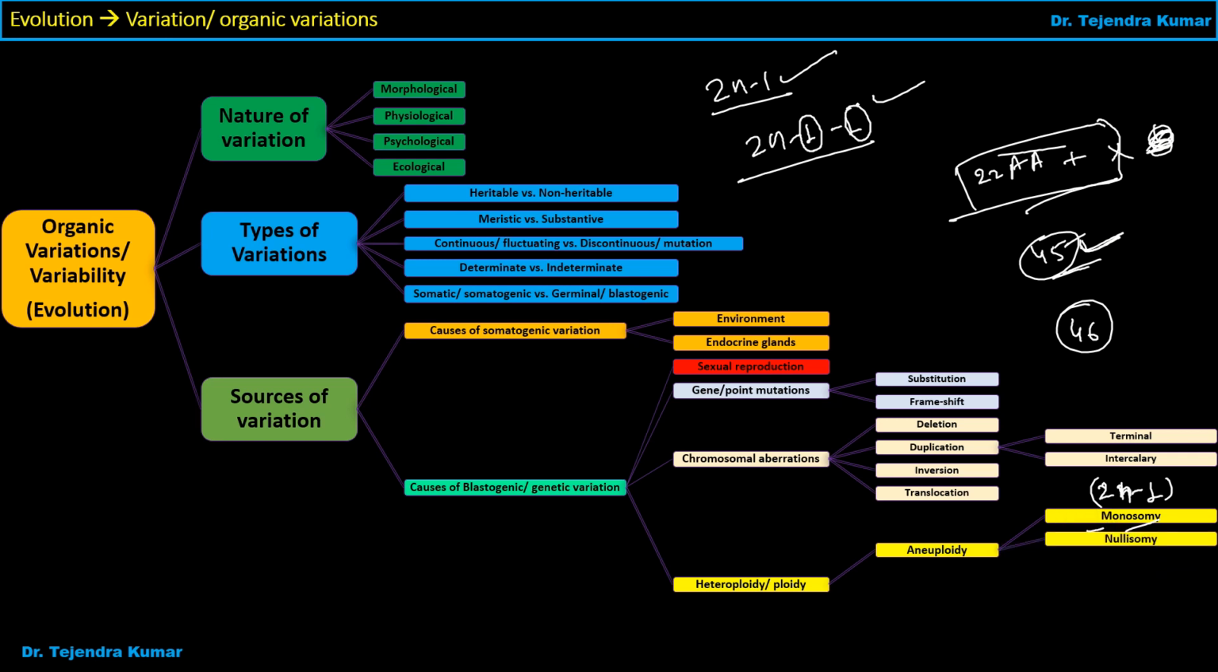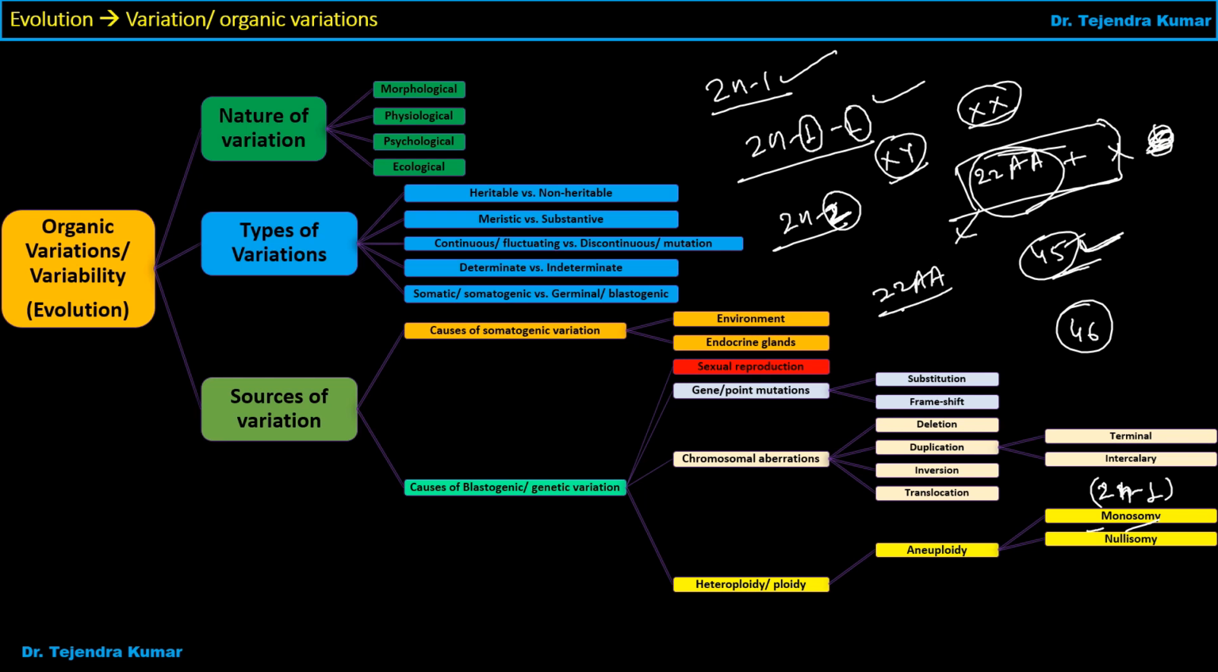Next is the nullisomy. Nullisomy means nulli is for the two. Actually, nulli means nothing. So if I am talking about one complete pair being deleted, likewise, I am talking about 2n minus 2, not 1 plus 1 or 1 minus 1. 2n minus 2 means suppose I am deleting the XY set completely or the XX set completely. Then what will happen? Only 22AA will remain there.